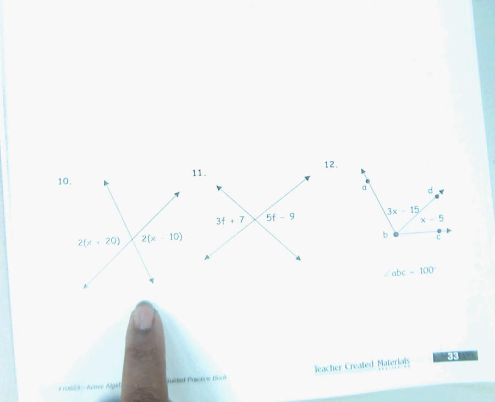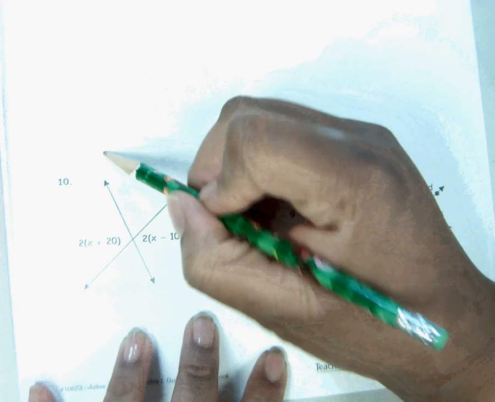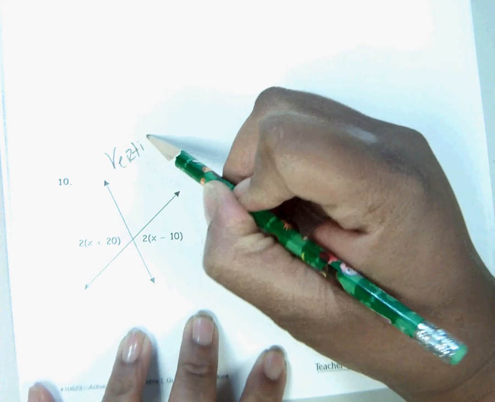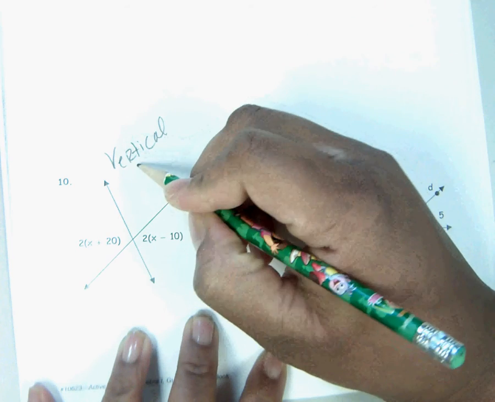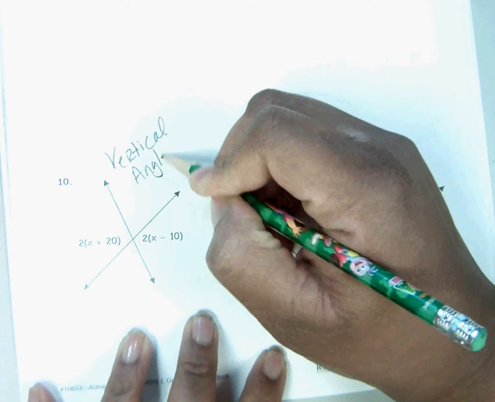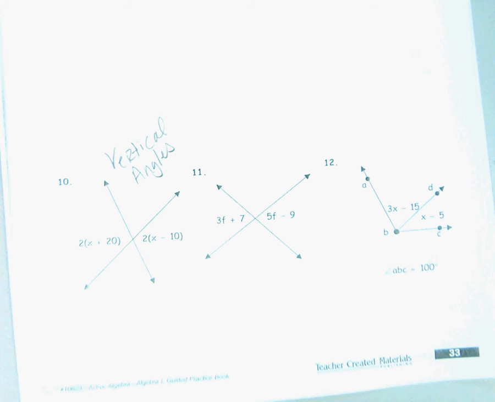Number 10. I don't want to overload you right now with geometry vocabulary anyway. But this is called vertical angles. And let me explain what vertical angles are. I like to say, in an X, the opposite sides of an X, they equal each other.